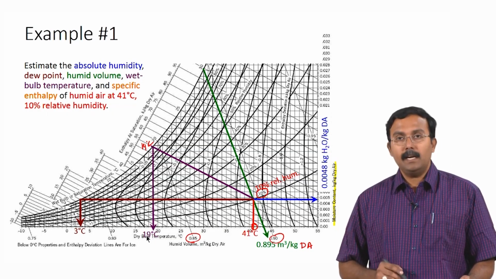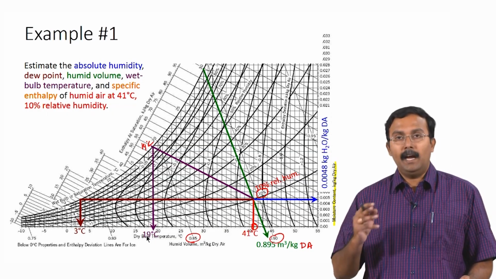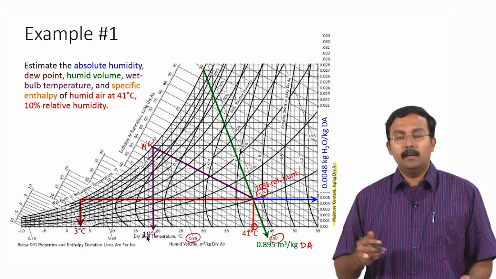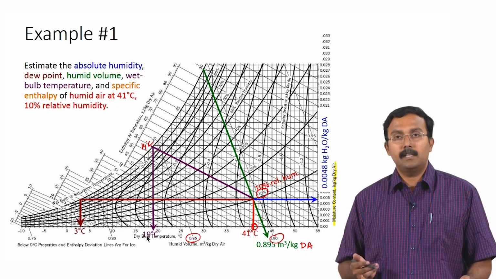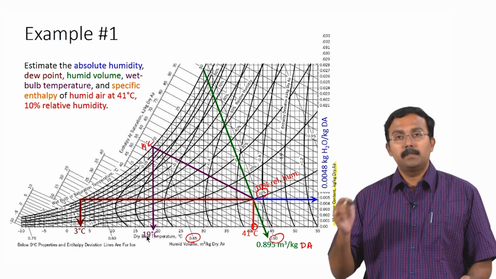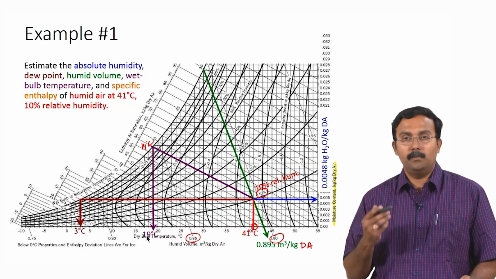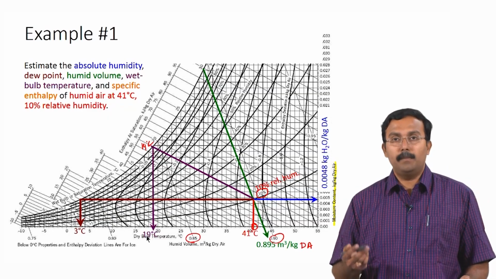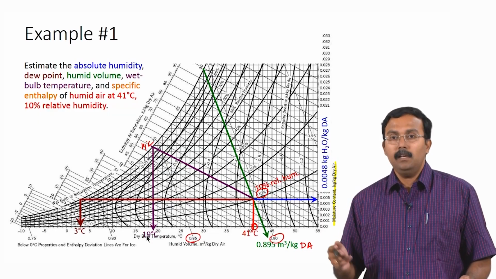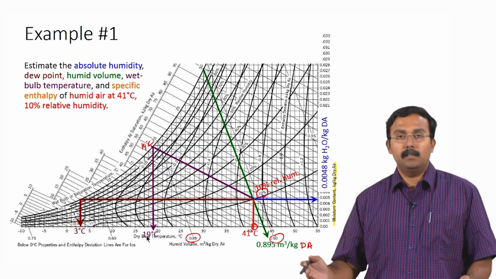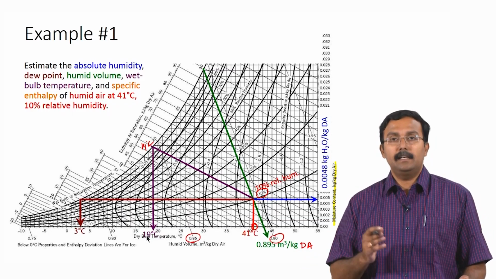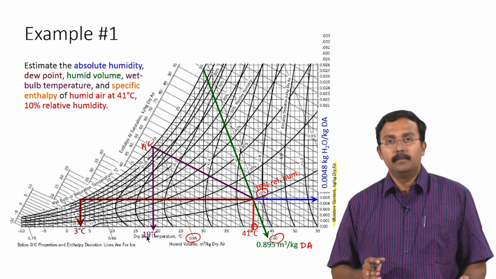This means that if I had a thermometer covered by a wet wick and the 41 degrees Celsius, 10% relative humidity air keeps circulating through this wet wick, water will keep evaporating till the temperature in that thermometer drops to 19 degrees Celsius. As you see, there is a huge difference between the dry bulb temperature and the wet bulb temperature, indicating that the relative humidity is very low.